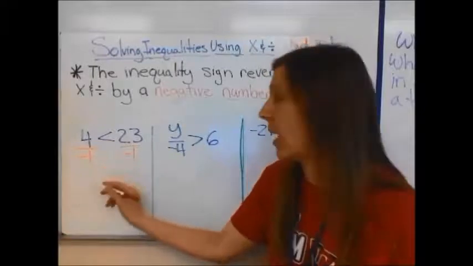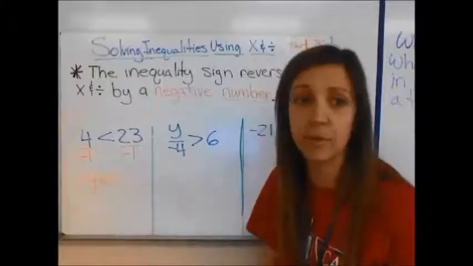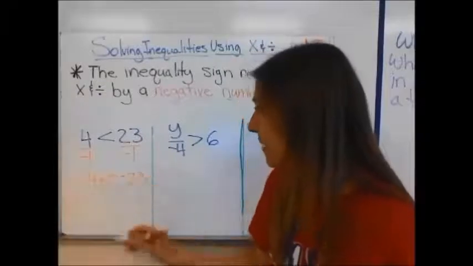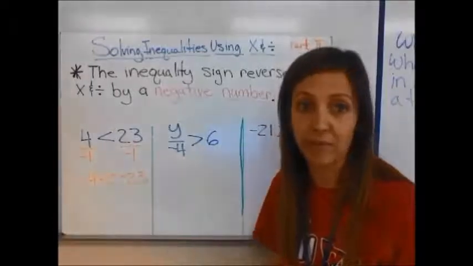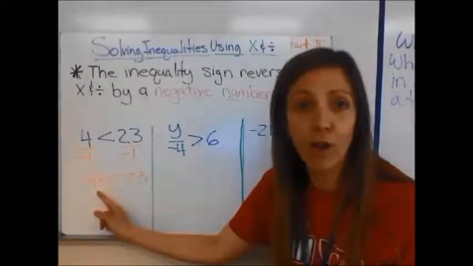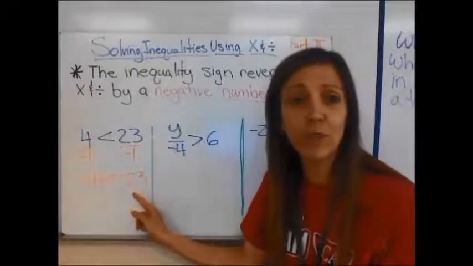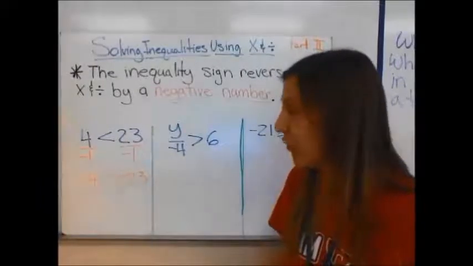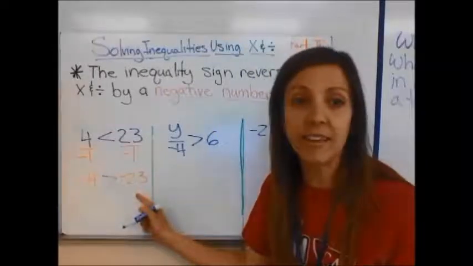4 divided by a negative 1 is a negative 4. I'm going to put the inequality symbol, the less than symbol. A positive 23 divided by a negative 1 is a negative 23. So let me ask you now, do you agree that negative 4 is less than negative 23? No, negative 4 is a larger number because negative 4 is closer to 0 than negative 23. Negative 23 is farther from 0. So this symbol should flip so that the inequality can remain true.